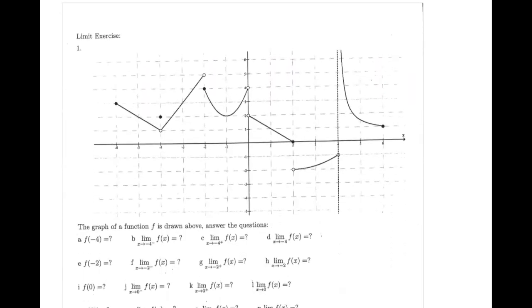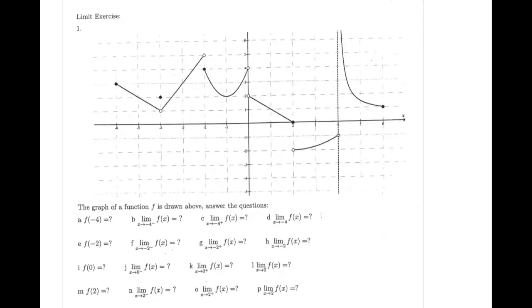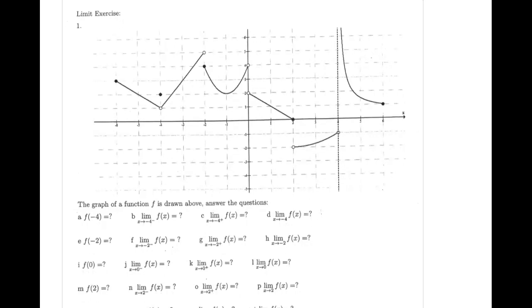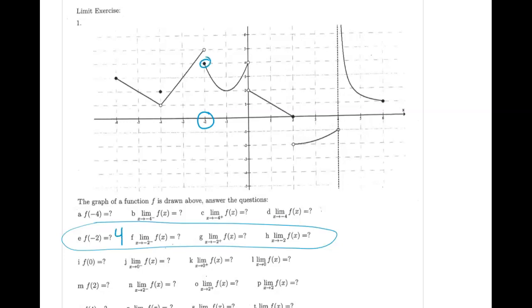Let's look on the back. Okay, so let's maybe do this second row here. So f of -2, that's where is the y value, where does it exist? So -2 is here. There's a hole at 5. The filled in point, so to speak, is at 4. So f of -2 is 4.